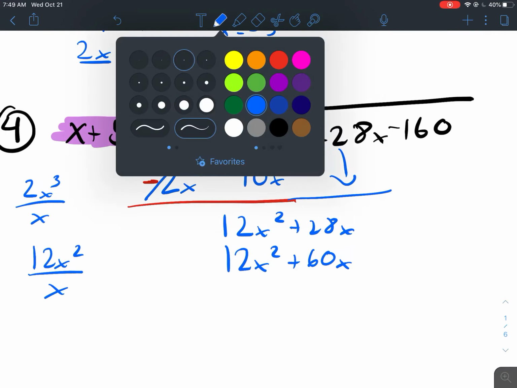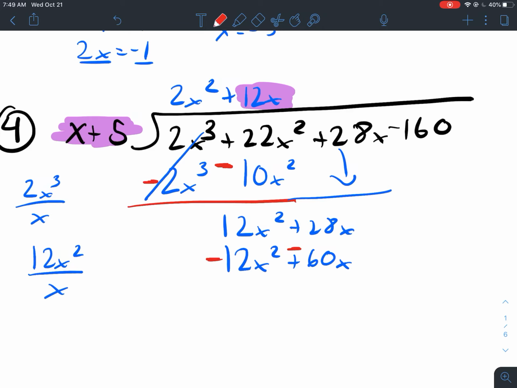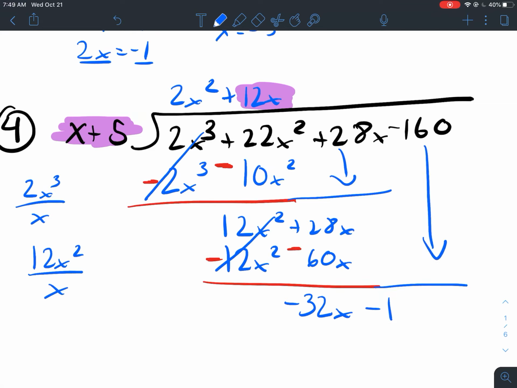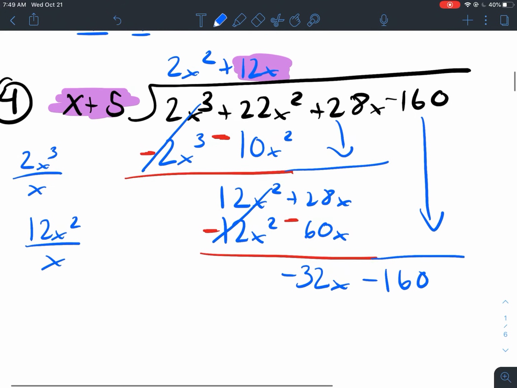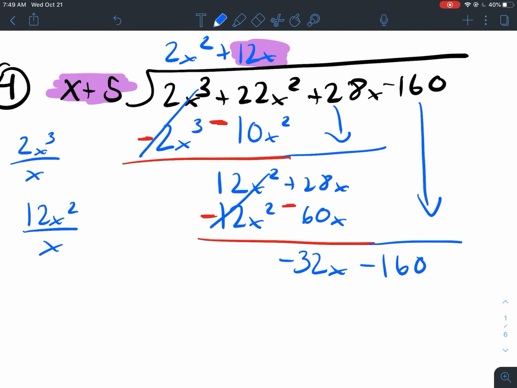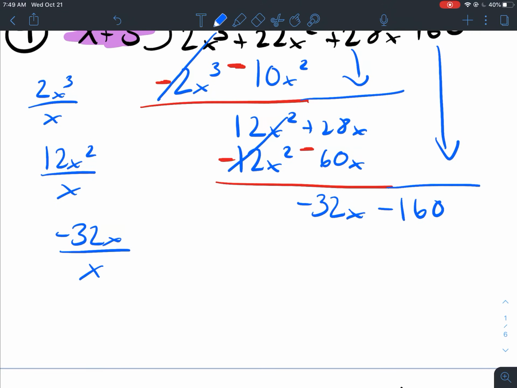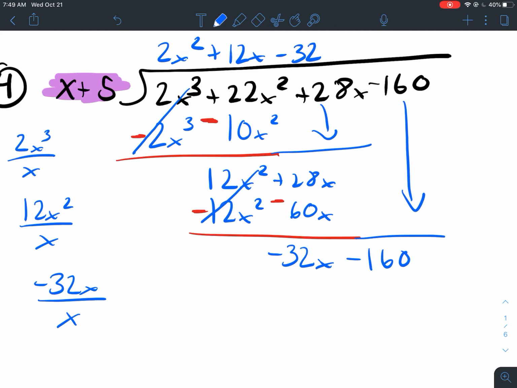Then, of course, we need to subtract, or just change the signs. Same idea. And when I subtract, these guys cancel. And I get 28 minus 60, which is negative 32x. Then I'm going to bring my negative 160 down. And I'm like, all right, I've got a negative 32x. What can I multiply this by? So I'm going to do negative 32x divided by x, and I get a negative 32.